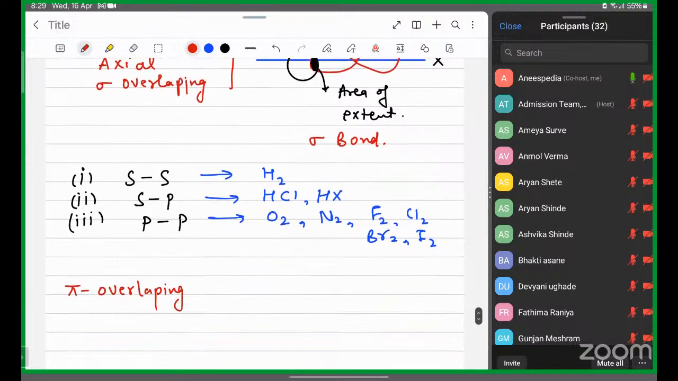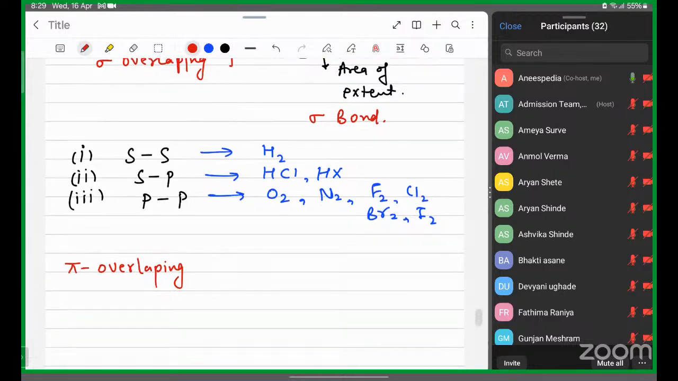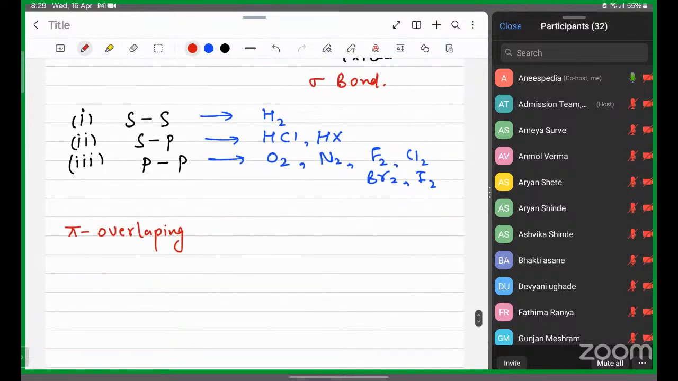Sigma overlapping can be in the following three ways. Either it will be SS type or SP type or PP type. SS type of sigma overlapping is found in H2. SP type overlapping is found in the complete HX family. And PP type overlapping can be found in X2 halogens, that is F2, Cl2, Br2 and I2. Apart from that, we have oxygen and nitrogen also. There are other examples also. CO2 is also an example where PP sigma overlapping will take place.